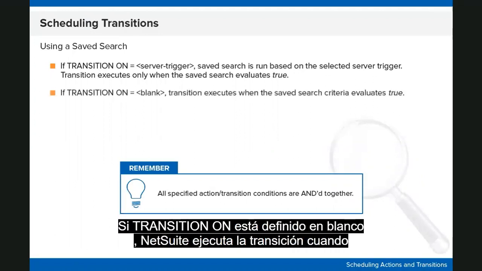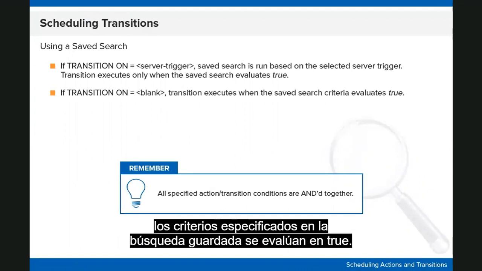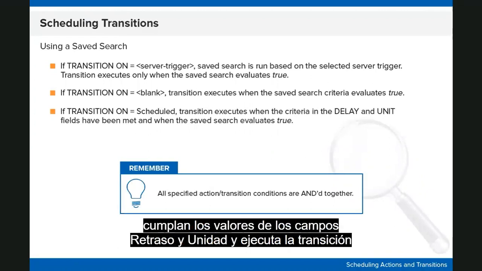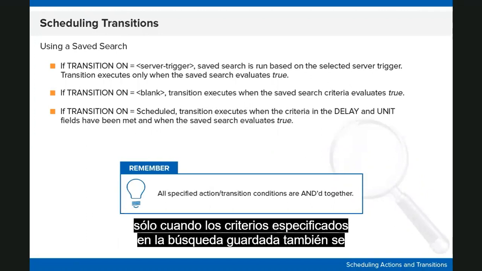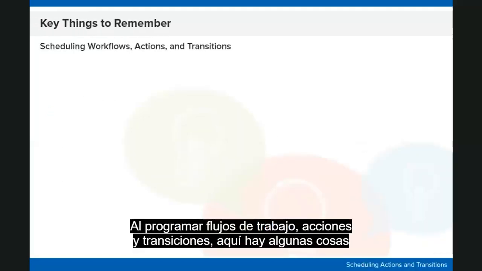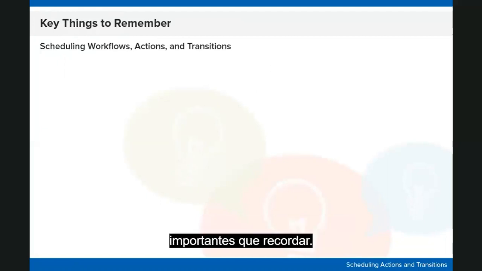If transition on is set to blank, NetSuite executes the transition when the criteria specified in the saved search evaluates to true. If you set the transition on equal to scheduled, NetSuite waits until the settings in the delay and unit fields have been met and executes the transition only when the criteria specified in the saved search also evaluates to true. When scheduling workflows, actions, and transitions, here's some important things to remember.